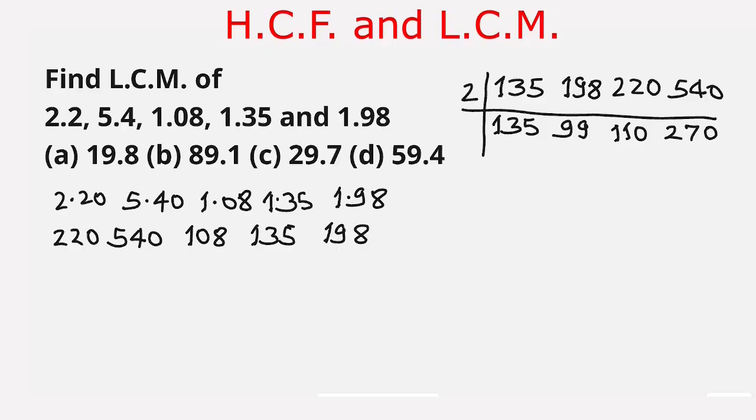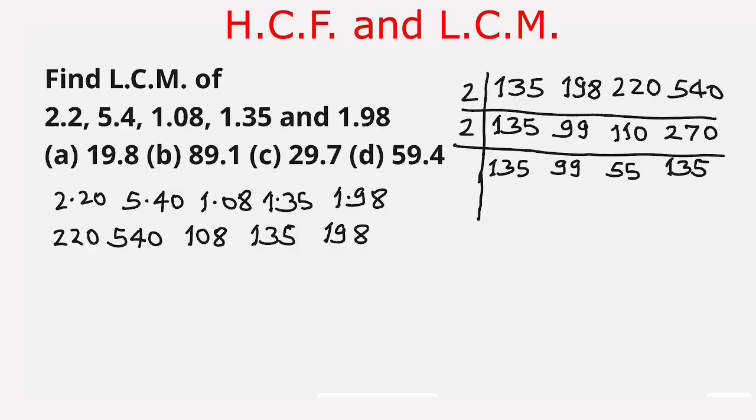Now we again divide by 2. We write 135 as it is. We write 99 as it is. 2 divides 110 into 55, and 2 divides 270 into 135. As there are two numbers 135, we can eliminate one number and continue with one. 135 and 99 both are divisible by 9, so we directly write 9. 15 times 9 is 135. 9 divides 99 into 11 and we carry 55 as it is.